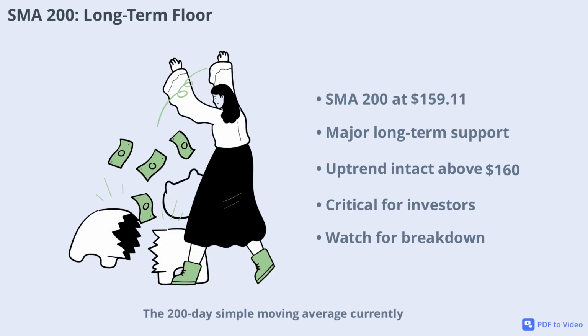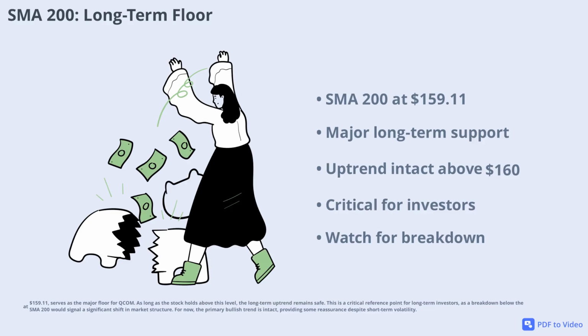The 200-day simple moving average, currently at $159.11, serves as the major floor for QCOM. As long as the stock holds above this level, the long-term uptrend remains safe. This is a critical reference point for long-term investors, as a breakdown below the SMA 200 would signal a significant shift in market structure. For now, the primary bullish trend is intact, providing some reassurance despite short-term volatility.